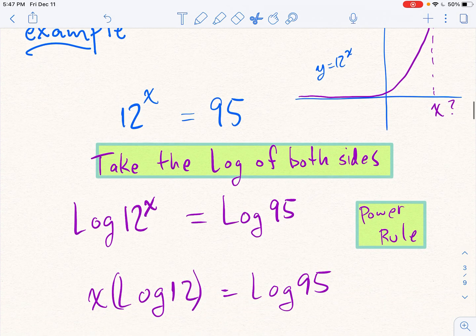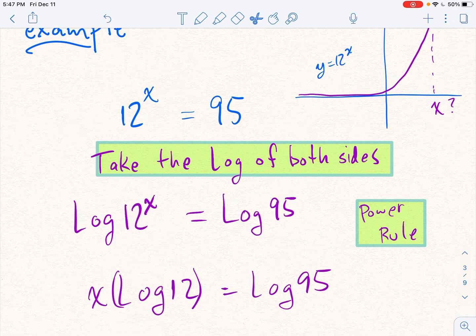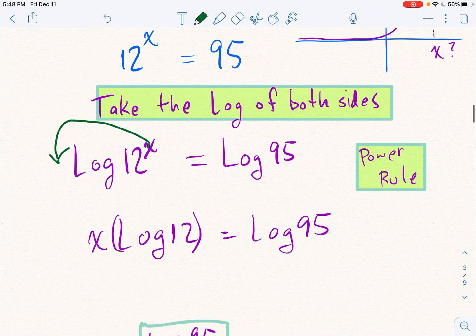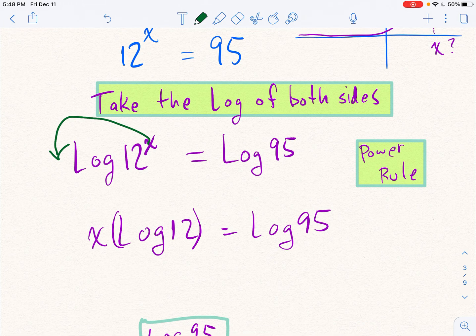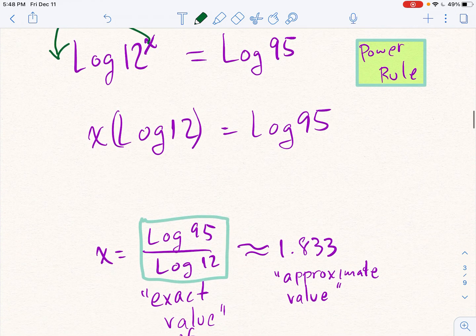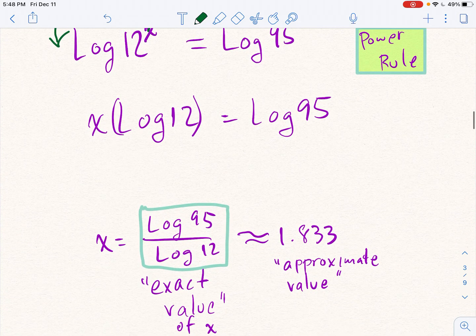So now we get to use the power rule and bring that exponent of x all the way down here. This is why some people call it the wraparound rule. Now it's x times log of 12 equals log of 95. And to isolate x, to solve for x, all you have to do is divide by log of 12. So there's your answer. X equals the log of 95 divided by the log of 12. That fraction is what we call the exact value of x.